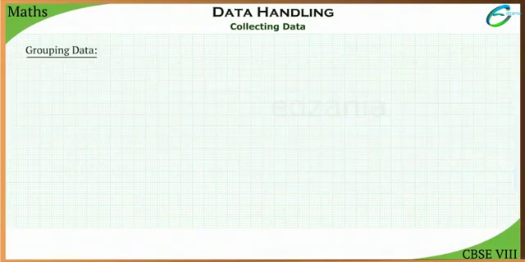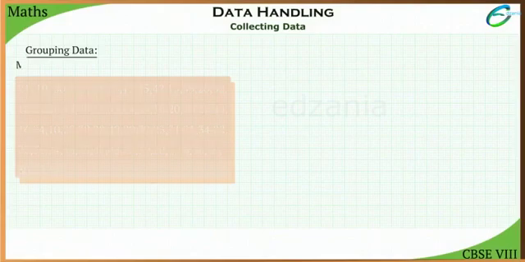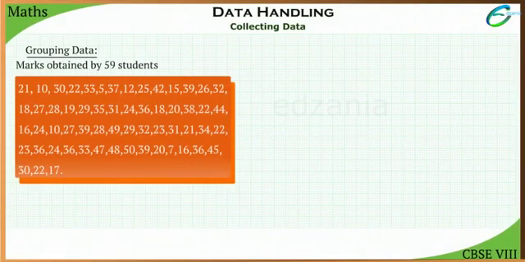Let us consider a raw data which represents the marks obtained by 59 students of 7th class. Let us make a frequency distribution table for this raw data. Can we easily make the frequency distribution table for this raw data? Observe that the data is too long and each entry is repeating several times. So the frequency distribution table will be too long.